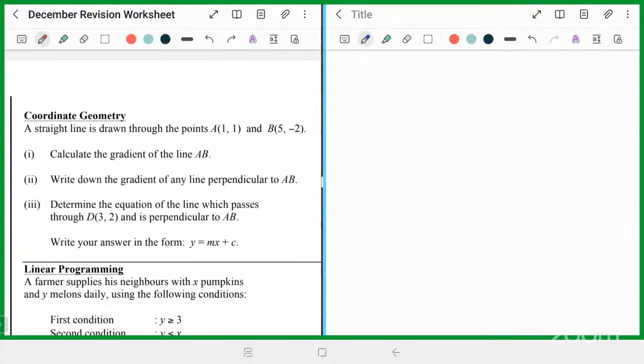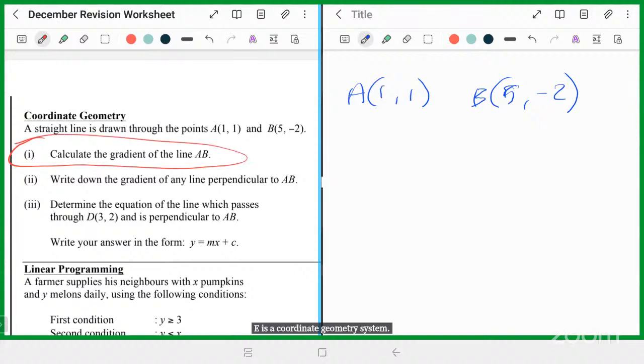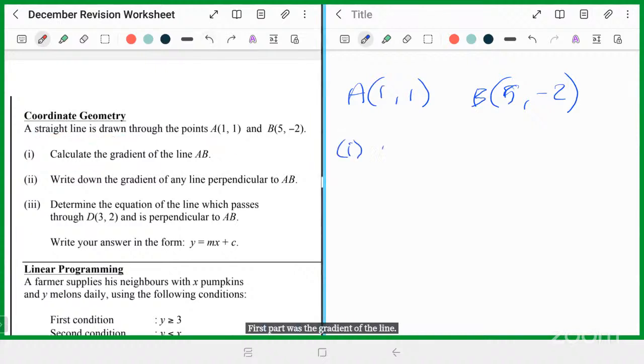Let's go. All right. This question says, a straight line passes through these 2 points. A, which is (1, 1), and B is (5, -2). This is a coordinate geometry question. First part wants the gradient of a line. Gradient of AB, small m for gradient, is the difference in y over difference in x. Rise over run. Remember, the direction you go for the difference in y, you must go the same direction for the difference in x. So doing the B point minus the A point.